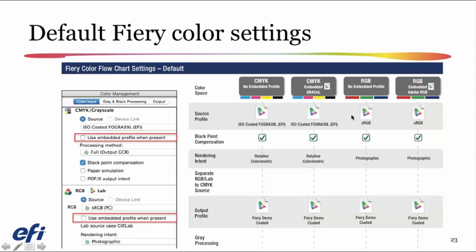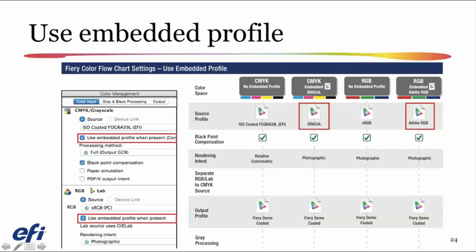I might have some CMYK page objects without an embedded profile, some CMYK with embedded profiles. I might also have RGB page objects, some of which may or may not have an embedded profile, that I show you in columns 3 and 4 of the color flowchart diagram. So if I enable Use Embedded Profile when present in the user interface, and I'm turning it on here both for CMYK and RGB, now you see that the source profile for the CMYK and RGB that had embedded definitions changes. We used the definition that was embedded in the file when we created the PDF, or when we created the PostScript file in a device-independent fashion.